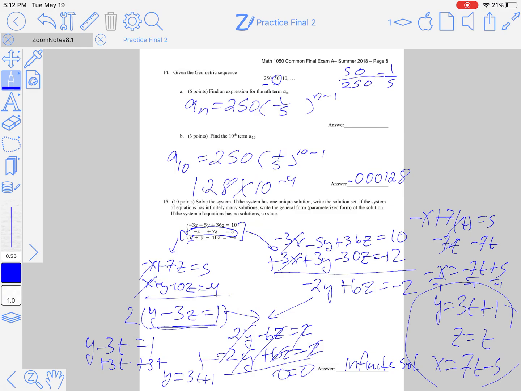So there it is right there. There's your solution set. I would write it as 7t minus 5, comma, 3t plus 1, comma, and t. Infinite solutions. There it is.